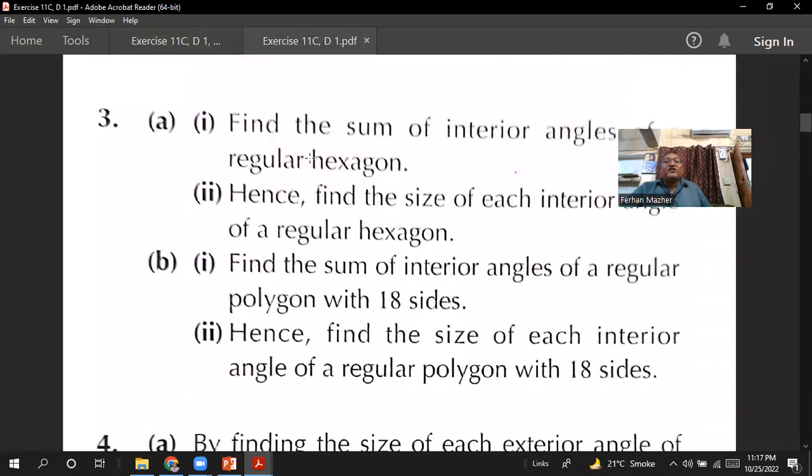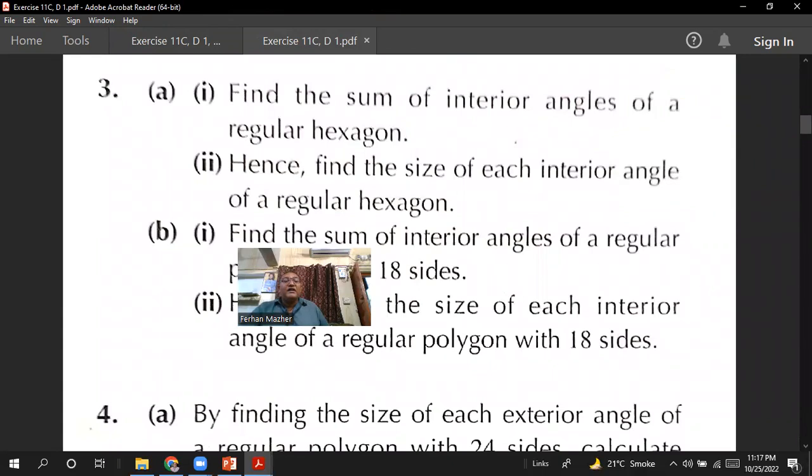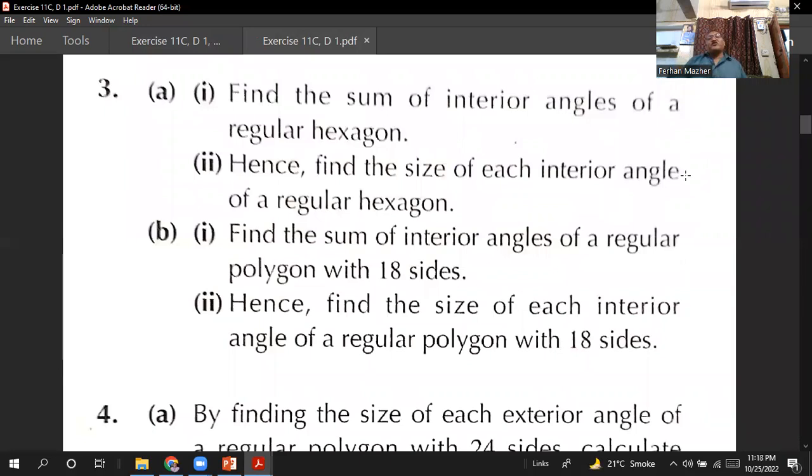So we are going to the next question. The next question coming up on your screen is question number 3. He says find, and very simple, he says find. Okay. So the question is find the sum of the interior angles of a regular hexagon. So we want to find out the sum of the regular hexagon.